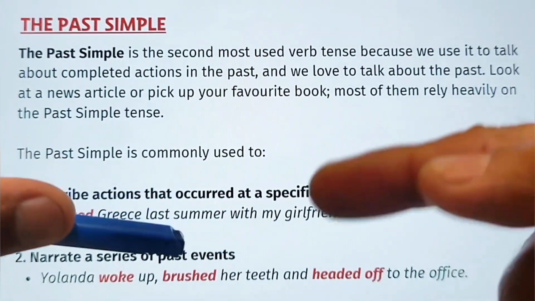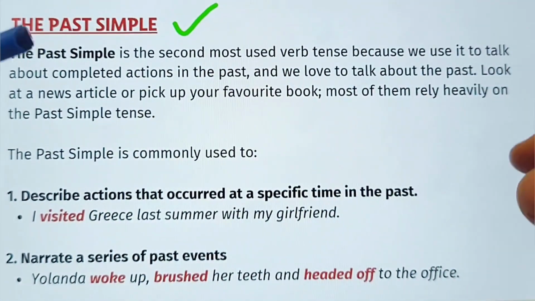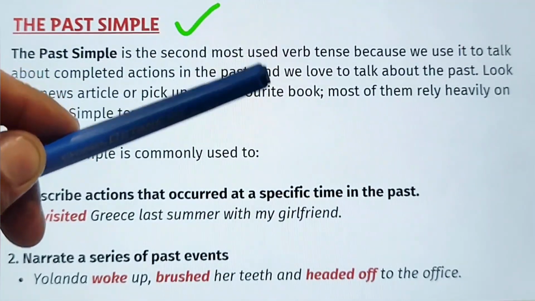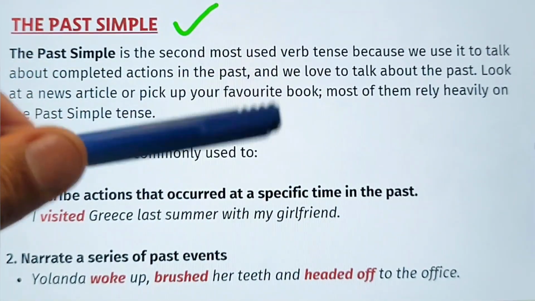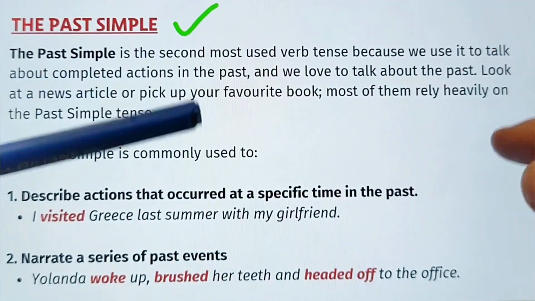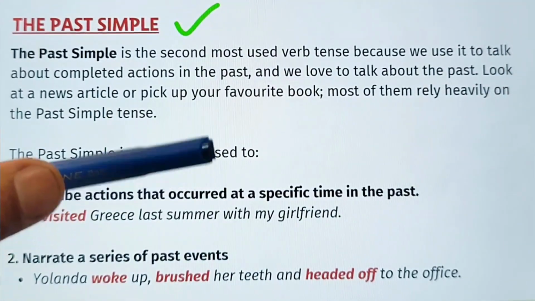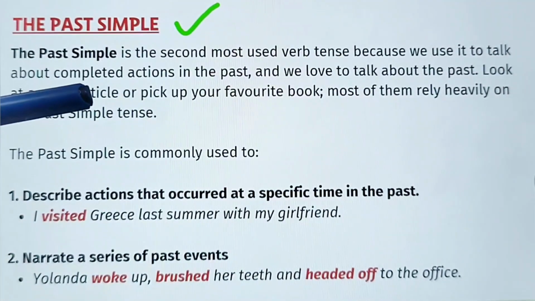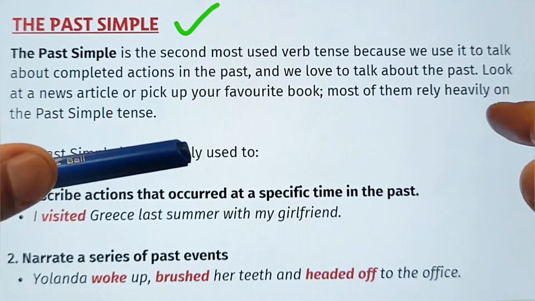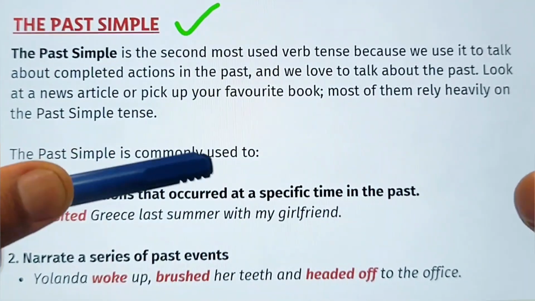Let's go into further detail to discuss more about past simple tense. The past simple tense is the second most used tense because we use it to talk about completed actions in the past, and we love to talk about the past. Look at a news article or pick up your favorite book. Most of them rely heavily on the past simple tense.